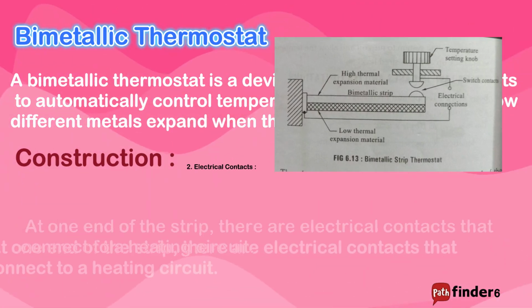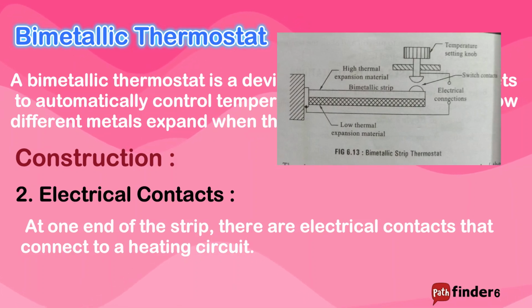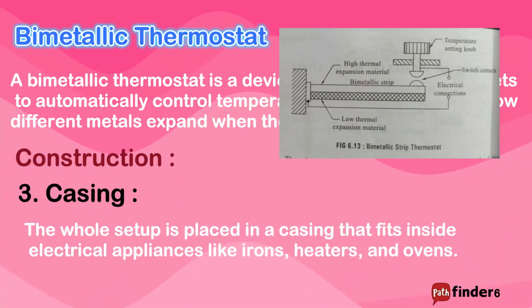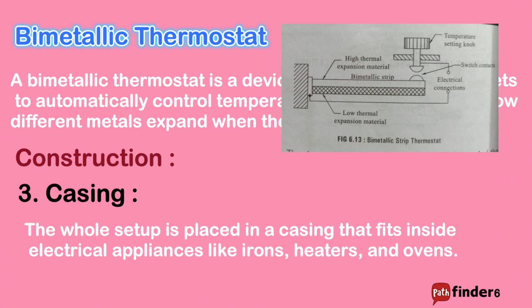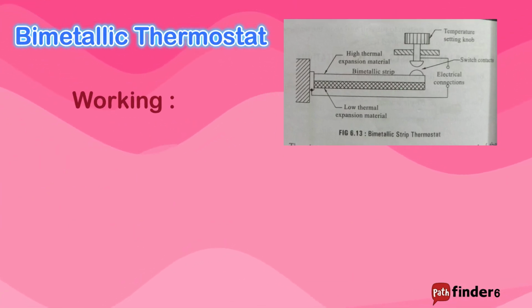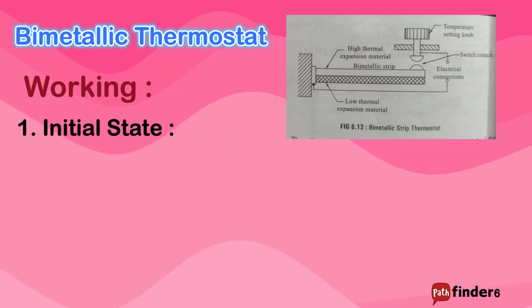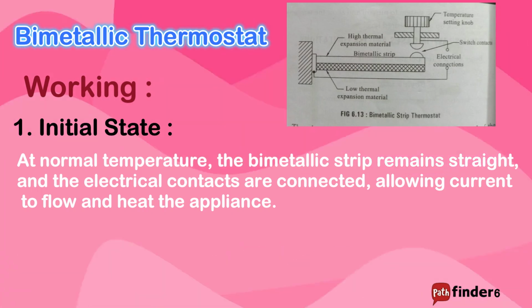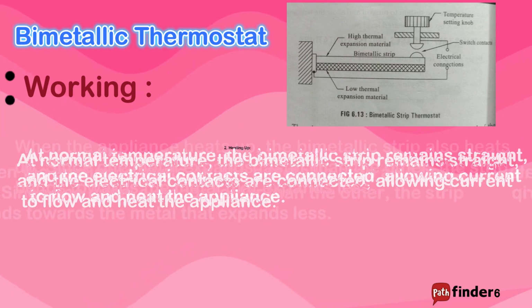2. Electrical contacts. At one end of the strip, there are electrical contacts that connect to a heating circuit. 3. Casing. The whole setup is placed in a casing that fits inside electrical appliances like irons, heaters, and ovens. Working. 1. Initial state. At normal temperature, the bimetallic strip remains straight and the electrical contacts are connected, allowing current to flow and heat the appliance.